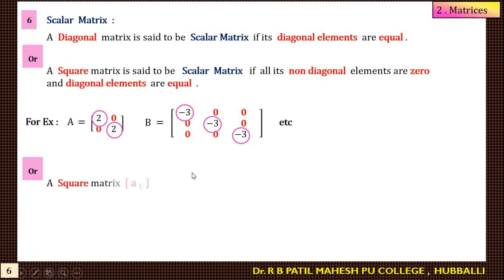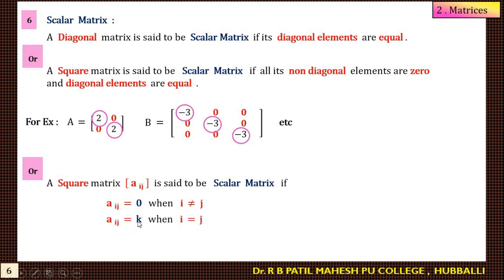Or a square matrix aij. So this is another way of defining scalar matrix. A square matrix aij is said to be scalar matrix if aij is equal to 0 when i is not equal to j, and aij is equal to some number k when i is equal to j. See, diagonal numbers means the subscripts should be the same, like 1 1, 2 2. If I take i equal to 1, then j should be 1, a11 should be some number k. In the same way, if I take i equal to 2 and j is equal to 2, that is the 2 2 position, the number should be the same k only.